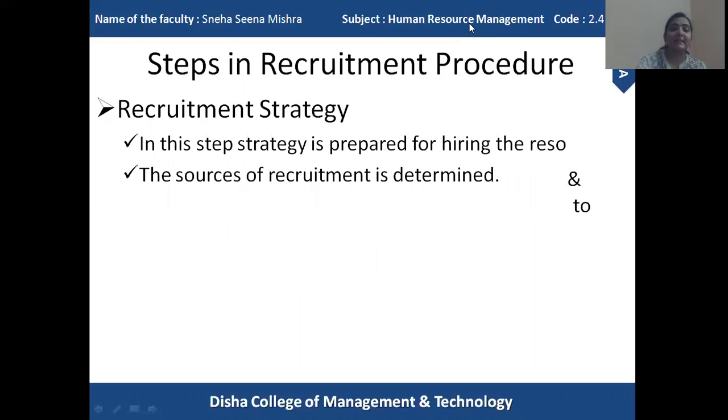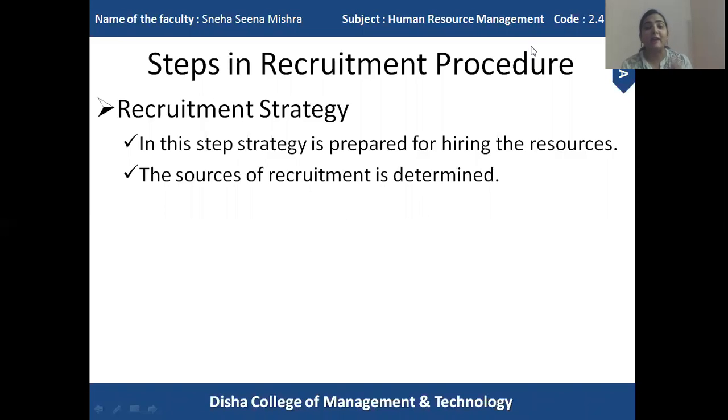Okay. So the second step in the recruitment procedure is recruitment strategy. In this step, a strategy is prepared for hiring the employees, for selecting which source of recruitment needs to be used. Okay. So first of all, in the previous step, we came to know about the job, the position of the job, the value of the job, each and every element of the job. And after determining that, the second point is recruitment strategy.